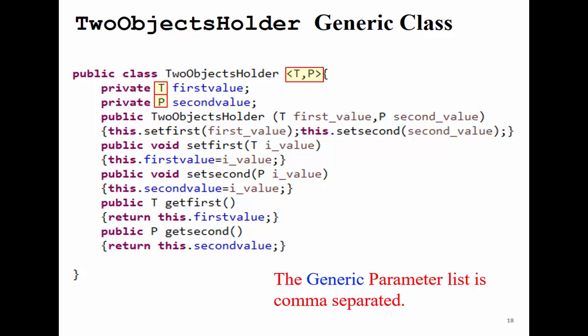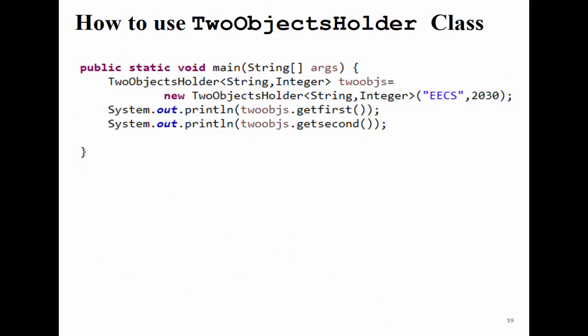Okay? But this generic class is designed to hold two objects of different types. In the definition, you say T capital, P capital. So in this one, even if you want to hold two objects from the same type, you have to say string, comma, string. Because in the definition of the generic class, you have T capital, P capital. Okay?